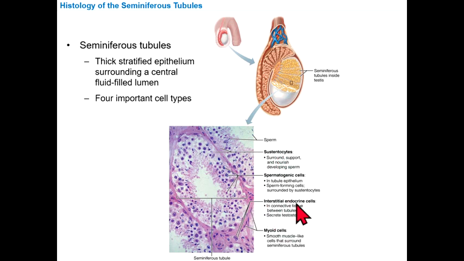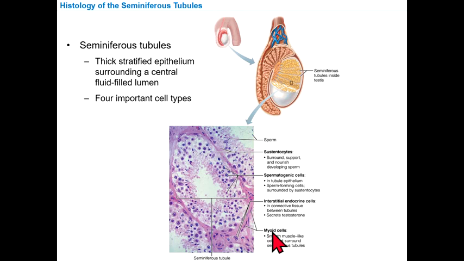Then we have interstitial endocrine cells. And if we look to where they're pointing, they are not inside a seminiferous tubule. They're actually located between seminiferous tubules, which is why they're called interstitial endocrine cells. And think endocrine, well, they must produce a hormone if they're endocrine cells. So they're in the connective tissue between tubules, and what they secrete is testosterone. All right, so sperm is produced in the seminiferous tubules, but the hormone testosterone is secreted from the interstitial endocrine cells.